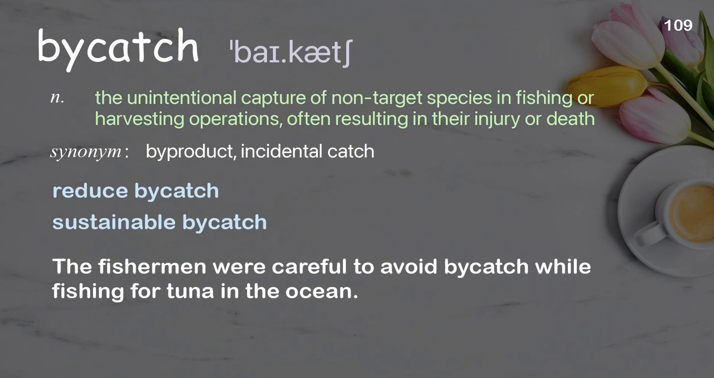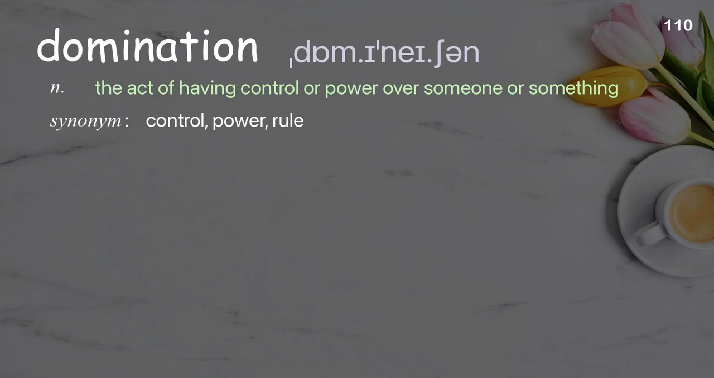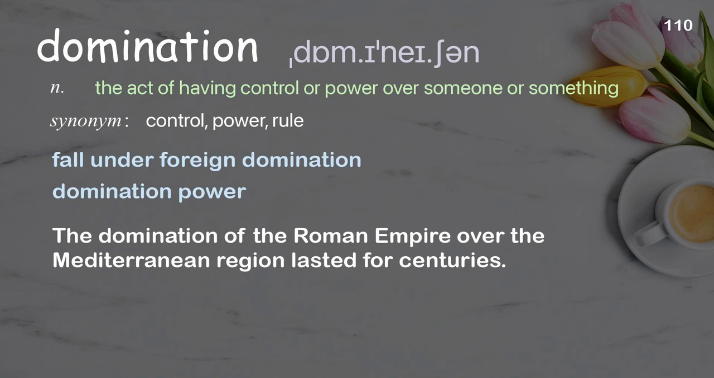Domination. The act of having control or power over someone or something. Examples: fall under foreign domination, domination power. The domination of the Roman Empire over the Mediterranean region lasted for centuries.